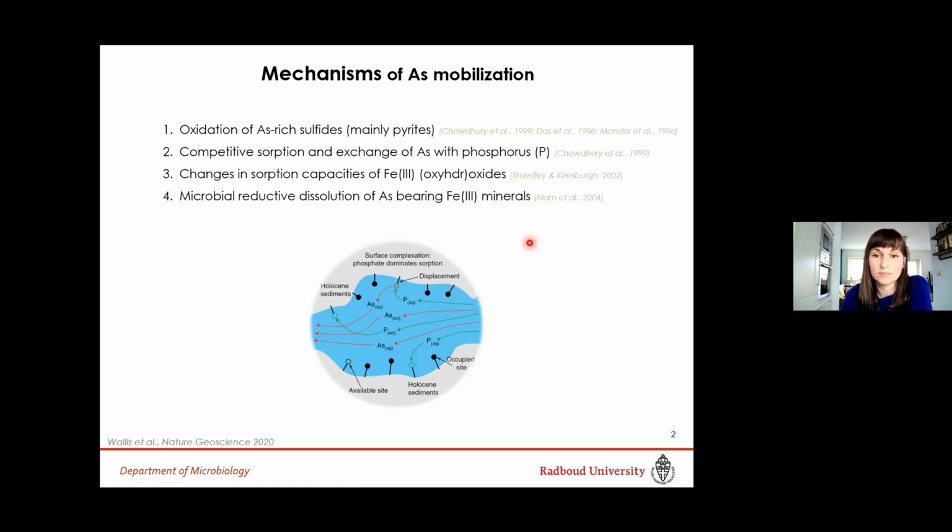Arsenic and phosphorus have a similar structure, and therefore they compete for sorption sites on the iron oxides. So that is also one of the mechanisms of arsenic mobilization. Another is changes in sorption capacity of iron hydroxide, usually due to changes of pH of water. But really one of the most important processes, and the one that I've been focusing on a lot, is microbial reductive dissolution of arsenic-bearing iron-3 minerals. This is the process that I studied quite extensively during my PhD at the University of Tübingen.